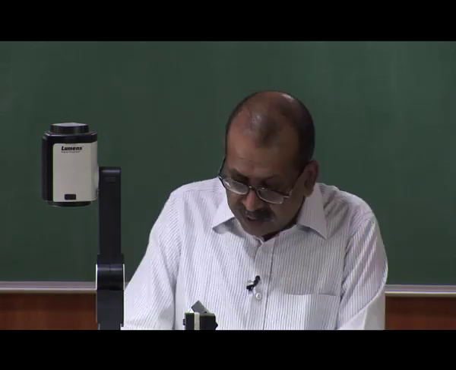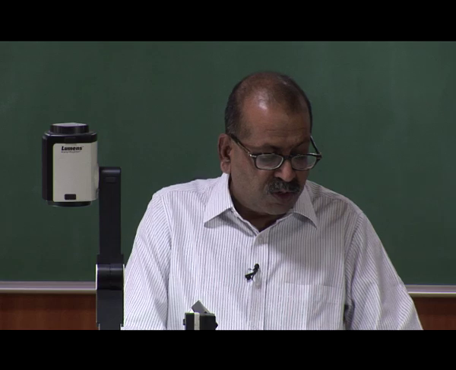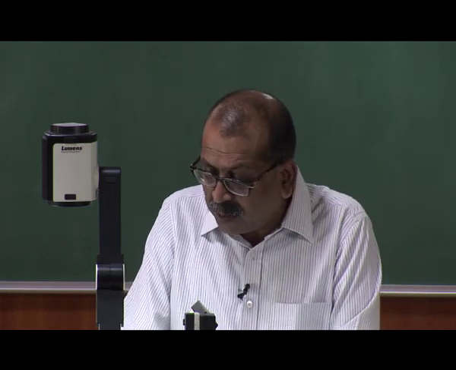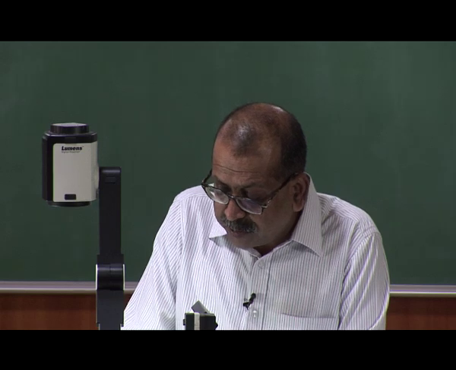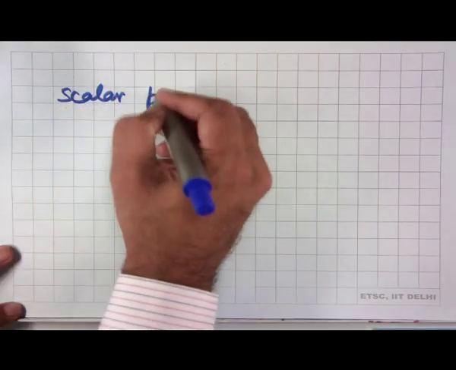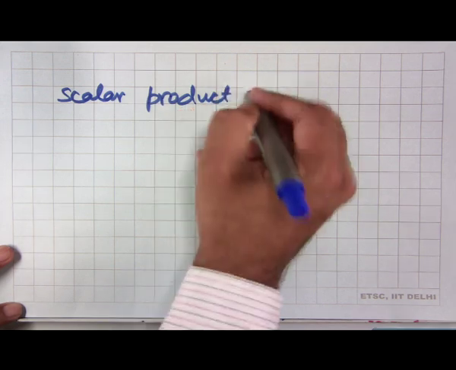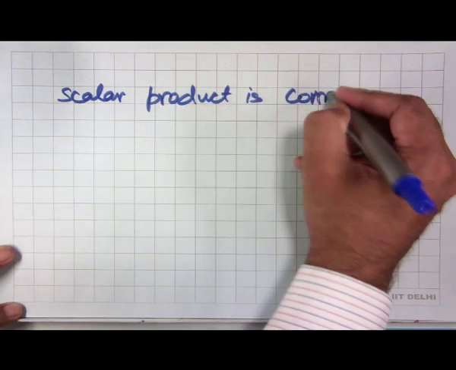So, now we look at some properties of the dot product. So, the first property we see is that a scalar product is commutative.